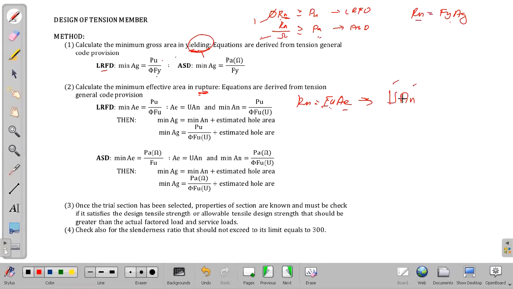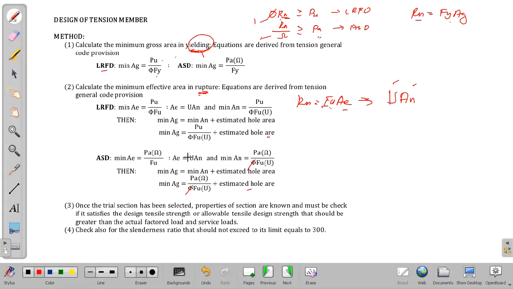Okay? So substituting these equations here, we get that our minimum Ag is equal to Pu over phi times Fu times U, this is for the LRFD, plus the estimated hole area. And then for the ASD, Pa times the omega over Fu times U. Remove the phi, there is no phi. Kindly correct this, we have no phi. That is over Fu times U plus the estimated hole area.